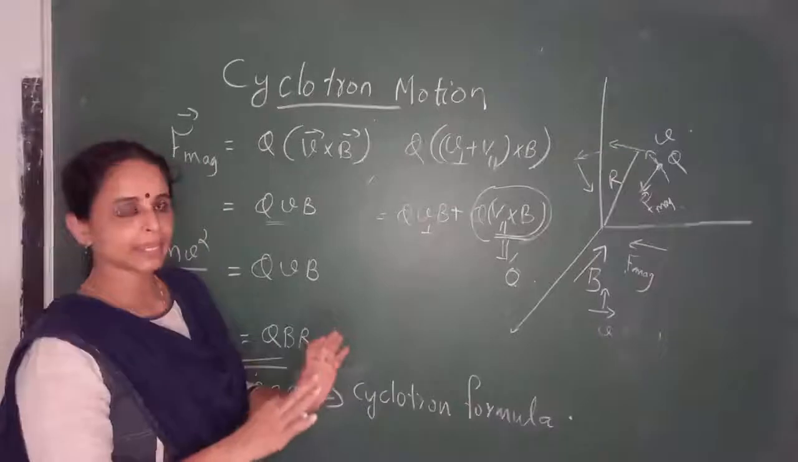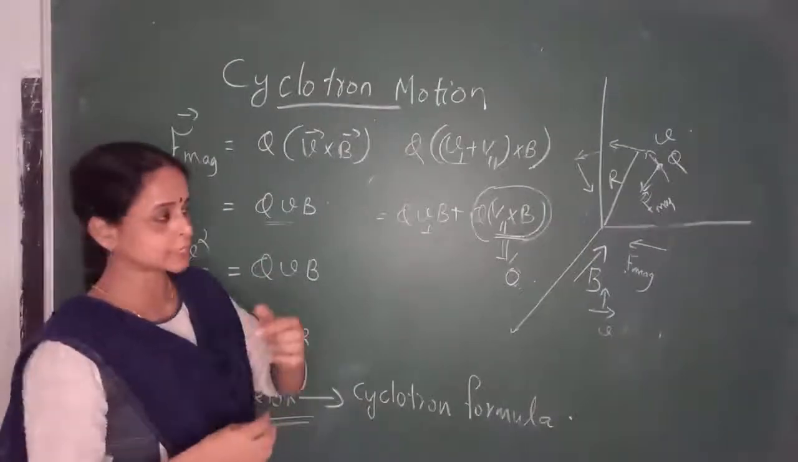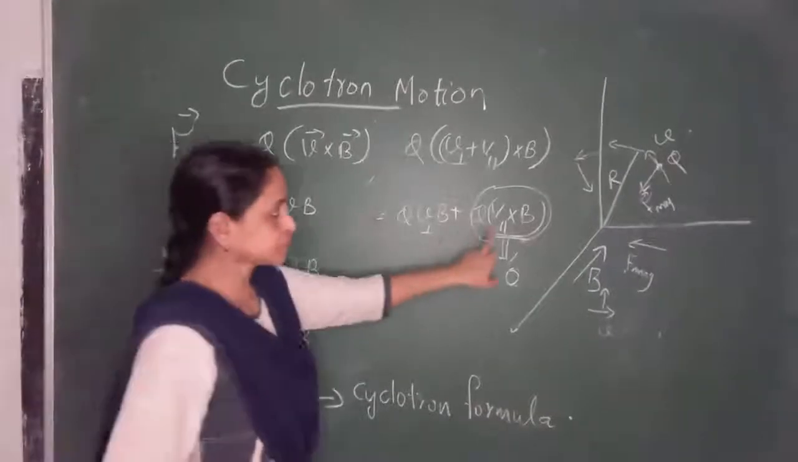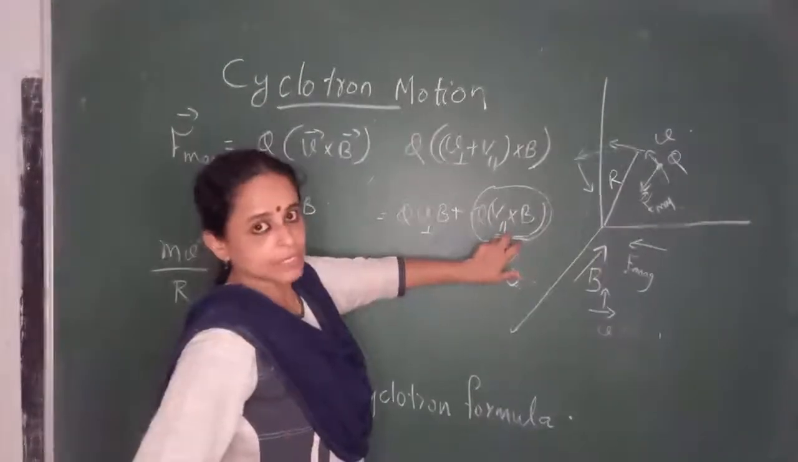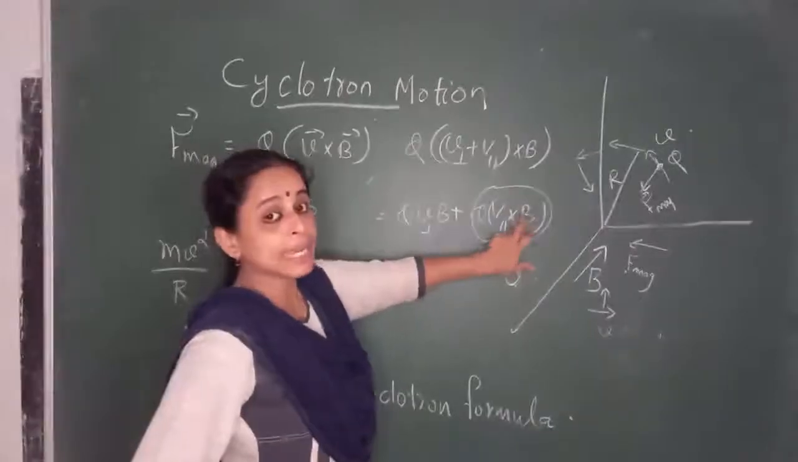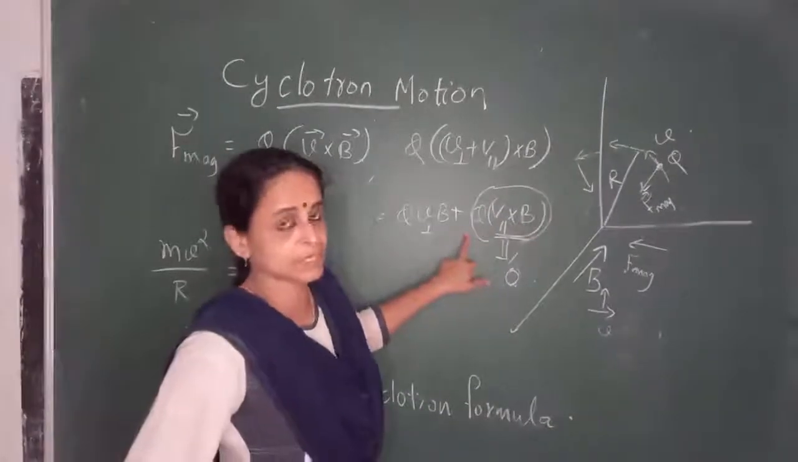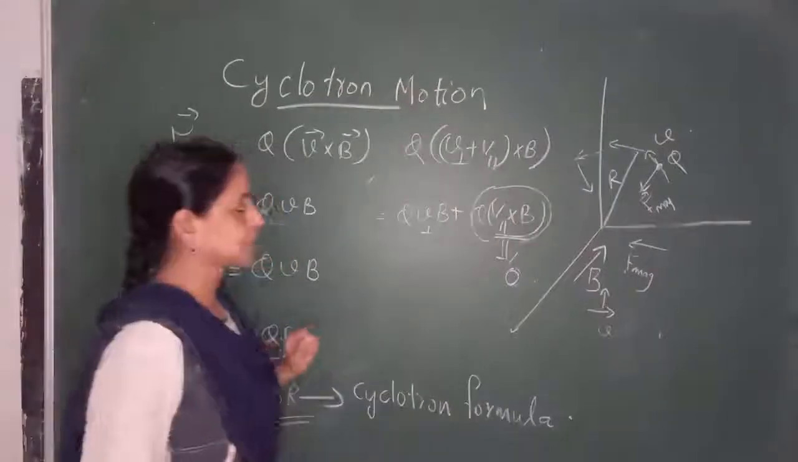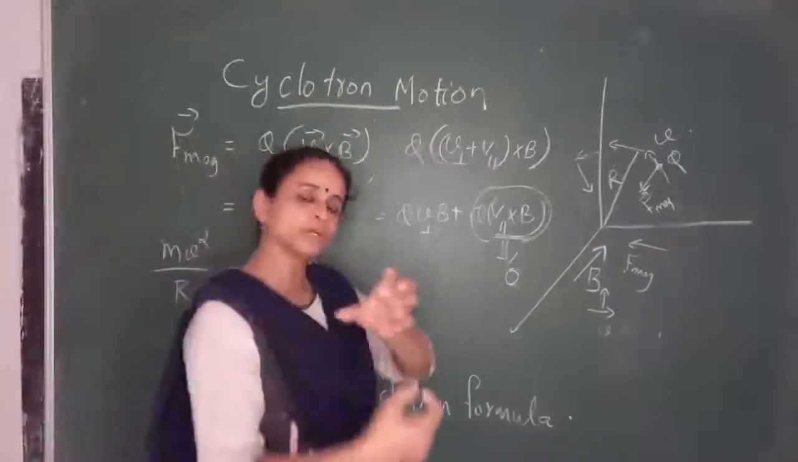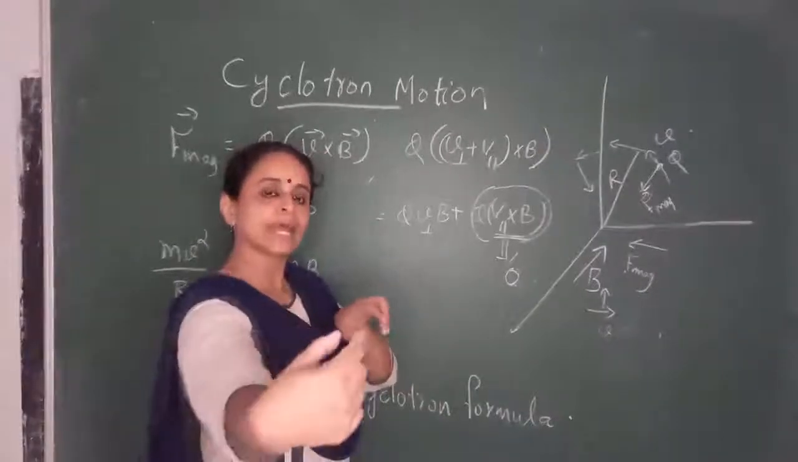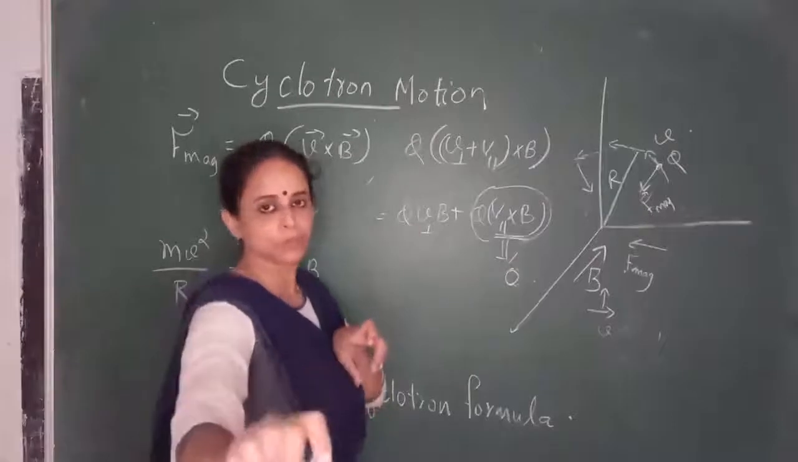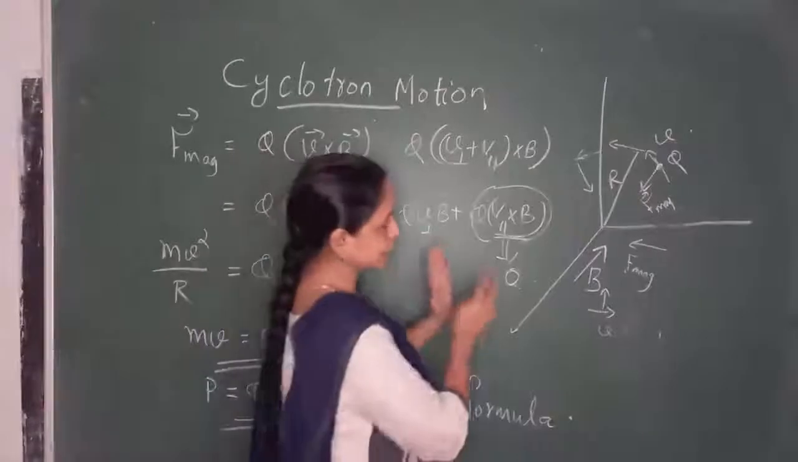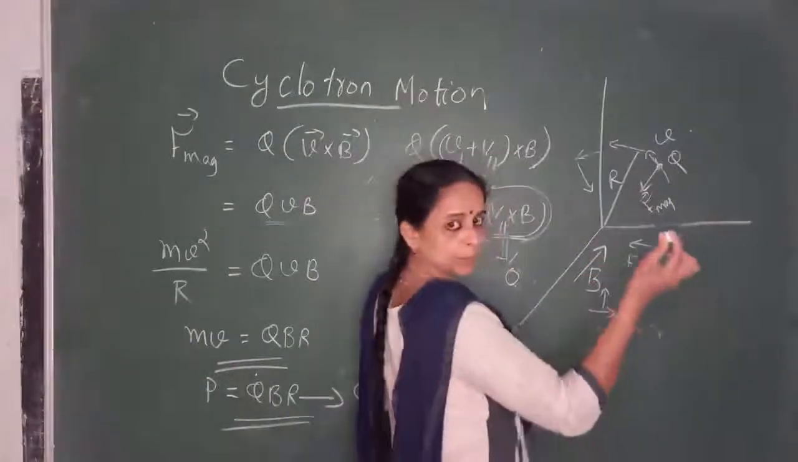So if there is a velocity which is parallel or anti-parallel to the magnetic field, then the magnetic field will not have any effect on the direction of motion of the particle due to the parallel velocity. That means the particle will move in the direction of the field or in the direction opposite to the field, unaffected by the magnetic field. So the particle is always moving into the page.